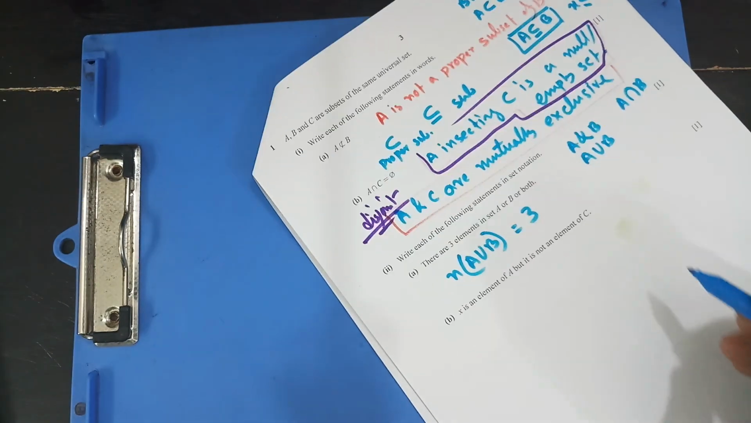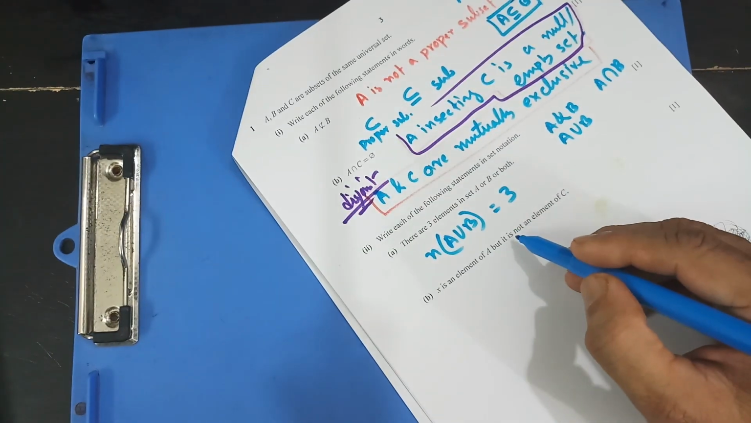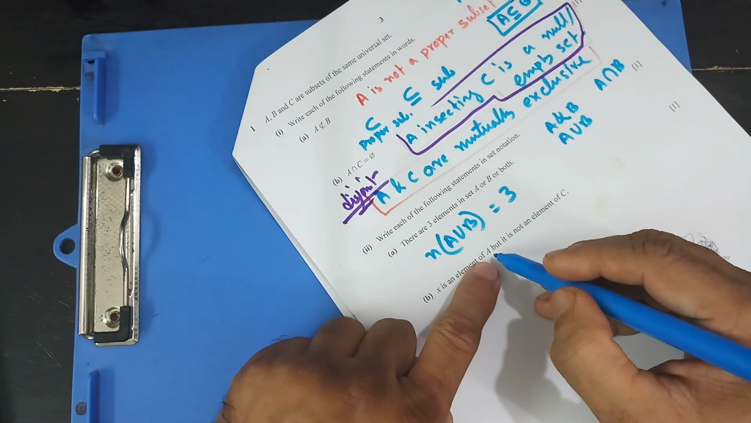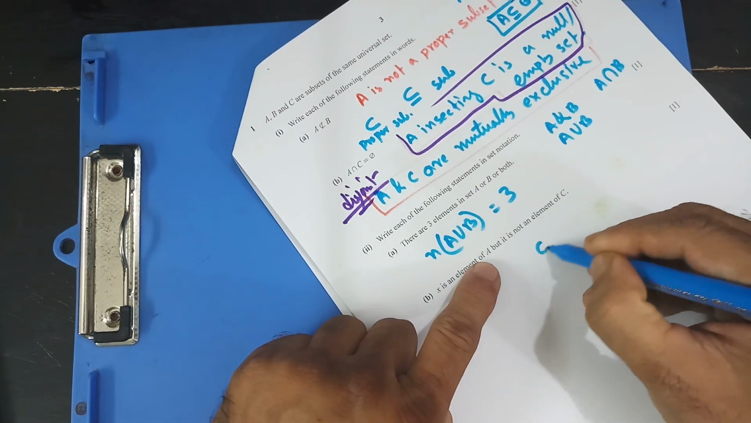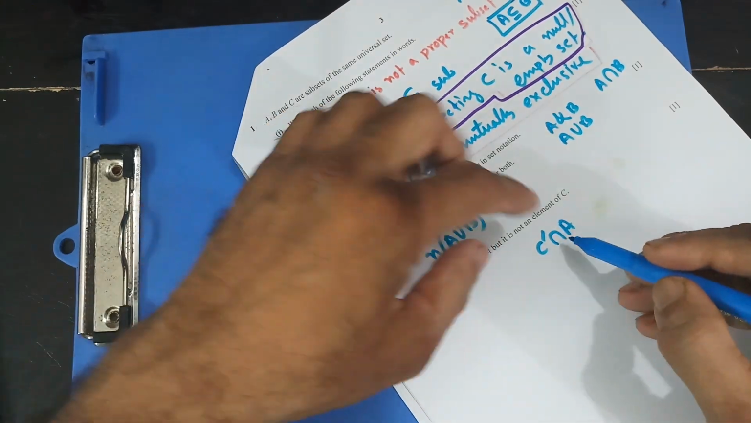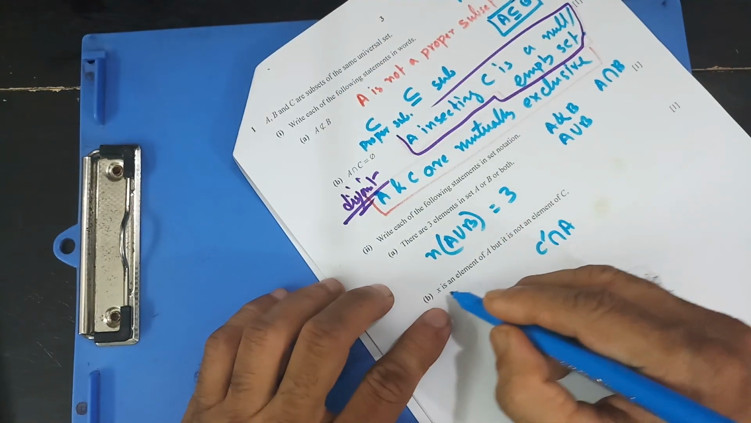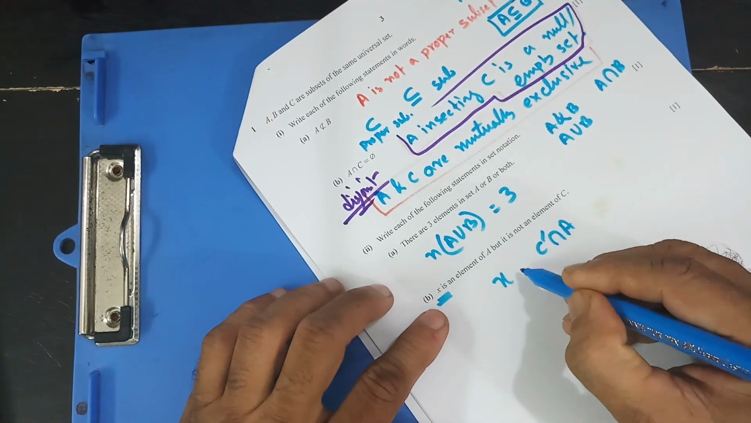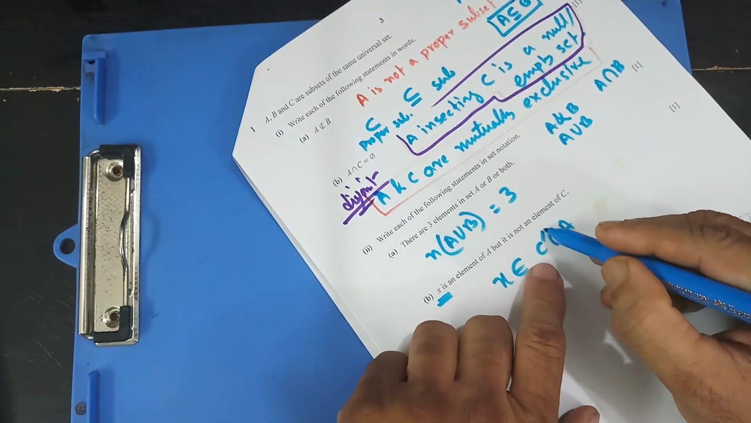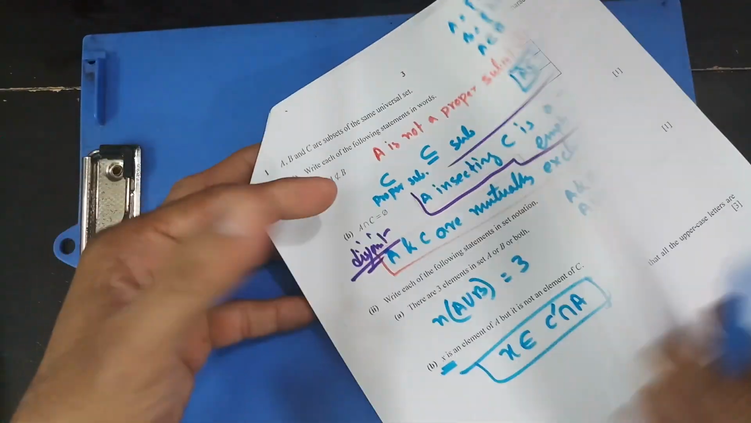So this is done. Part B: x is an element of A, but it is not an element of C. So it's an element of A, but not in C. That means some element belongs to A but not to C. Which element is that? x. So x is an element of C prime, the complement of C, intersecting A. That was question number 1.